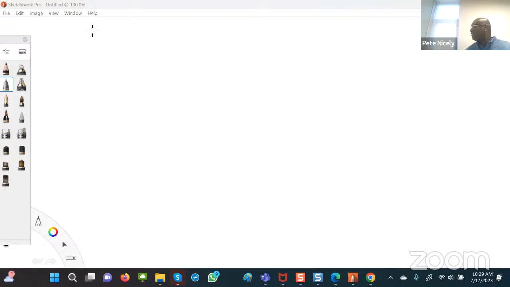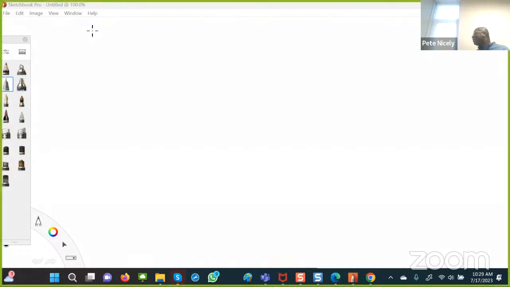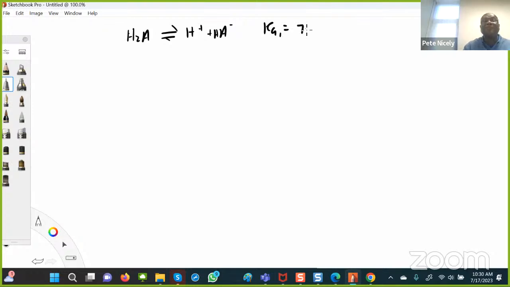All right, so this one is a bit more complicated compared to the others. So let me proceed by writing down what I just showed you earlier. I'm going to write down the equations for the dissociation. The first dissociation, as I said before, is H2A to form H plus and HA minus, I'm sorry. And the Ka1 value for that dissociation is equal to 7.9 times 10 to the minus 5.